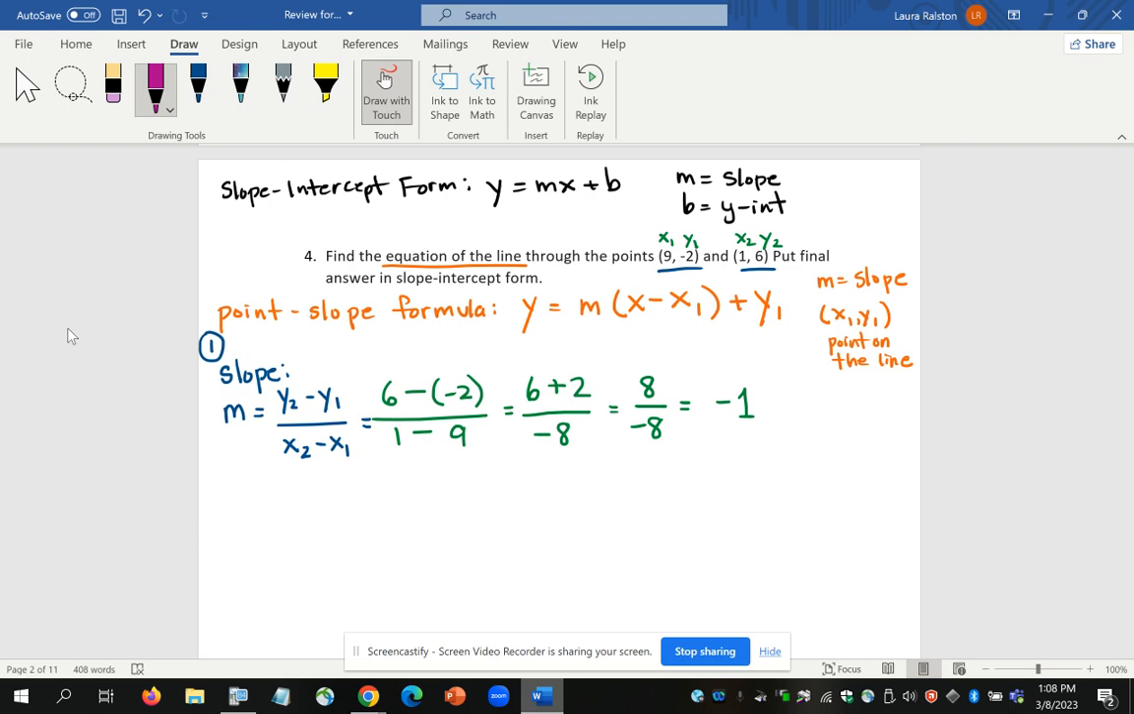So I'm going to use the slope value of negative 1 and one of the points. It doesn't matter which one. I'm going to use this one since it's already labeled x1, y1. And I'm going to plug into the point slope form.